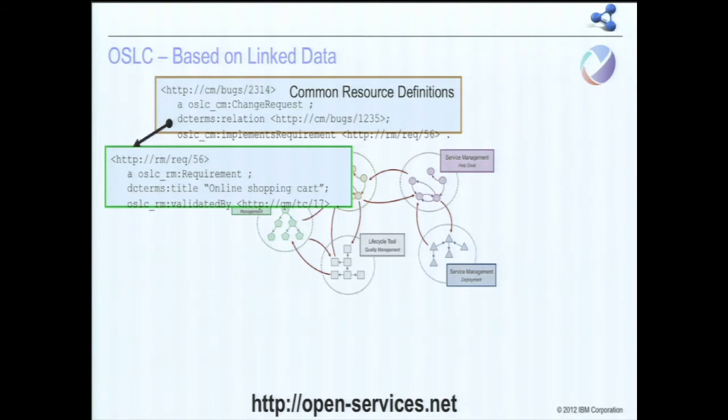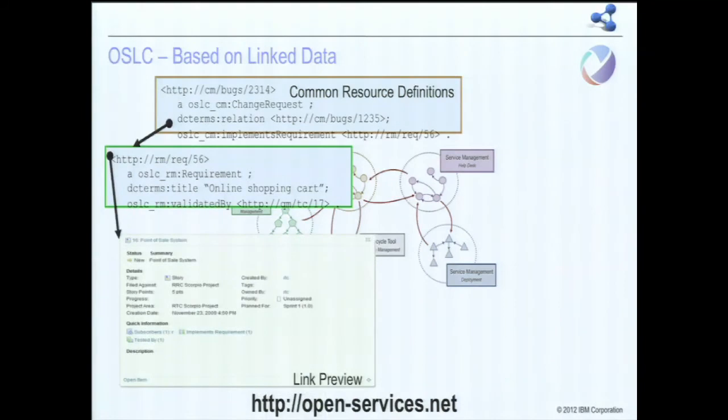Oftentimes, you have to build some type of presentation around these things when you just want a quick peek. So instead of loading the full HTML page for this resource, we define this thing called a link preview. Given standard HTTP content negotiation, which is the way the web works, if a browser says I want HTML, you get HTML. This tells the server that's hosting, say, this requirement data, give me a preview, and it gives a snippet of HTML intended to be included into your page.